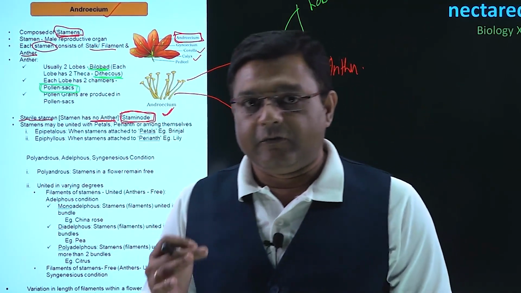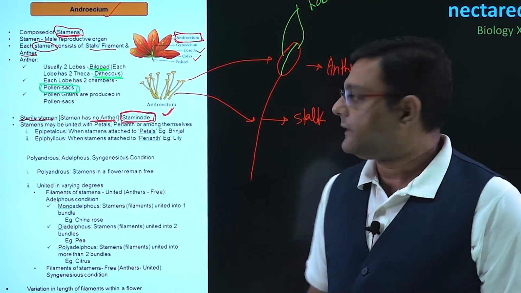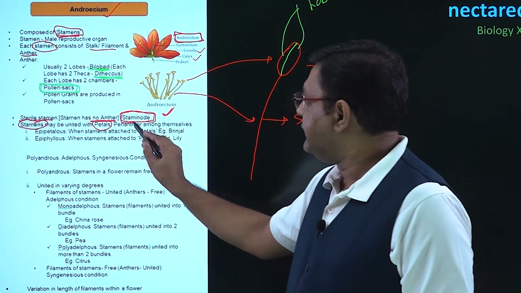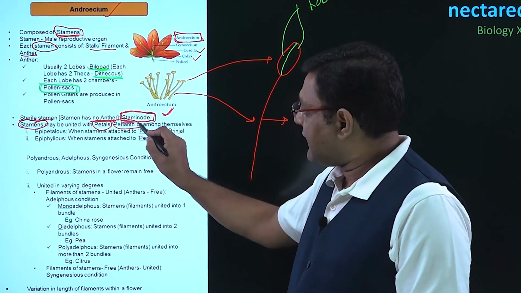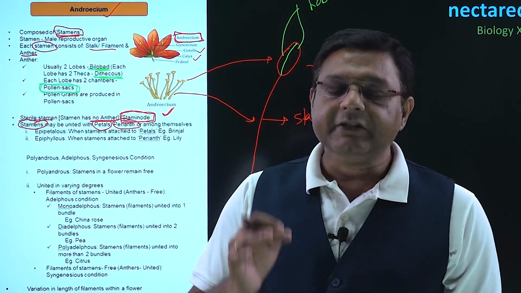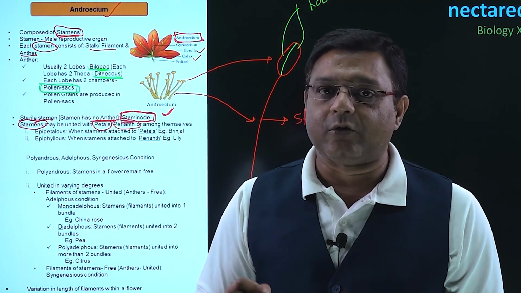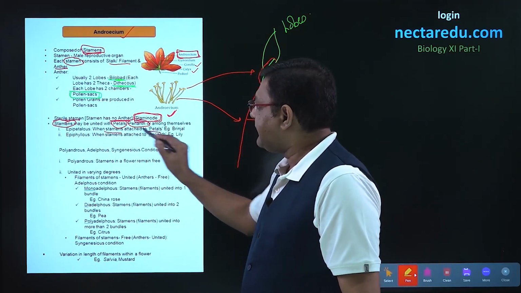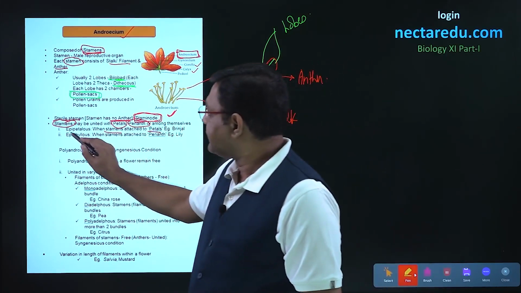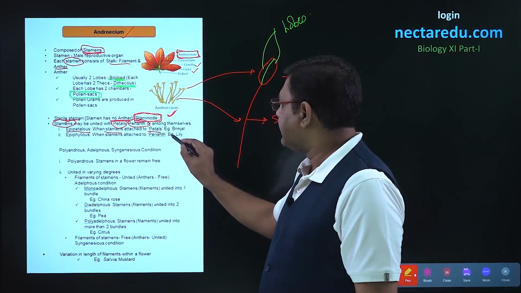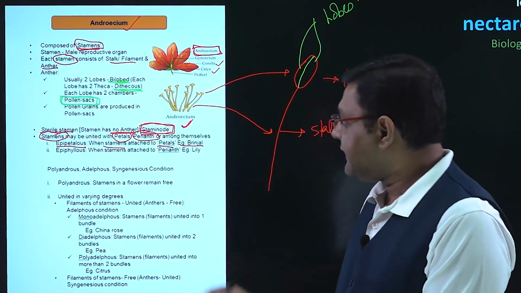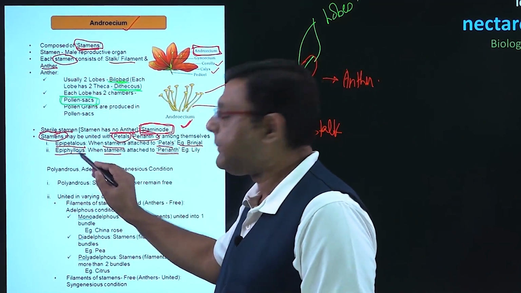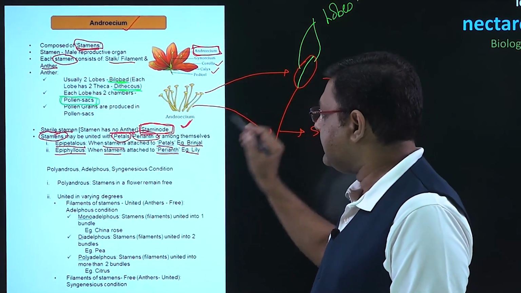Now, stamens can be of different types. There can be cases in which stamens are united with petals, or stamens can be united with perianth. Now, the point to be remembered here is that perianth was the case in which calyx and corolla had no distinction between them. Now, if stamens are attached to the petals, this particular condition is called epipetalous condition, and the example is brinjal. Second case is when stamens are attached to the perianth, and this condition is epiphyllous condition, and it is present in the case of lily.